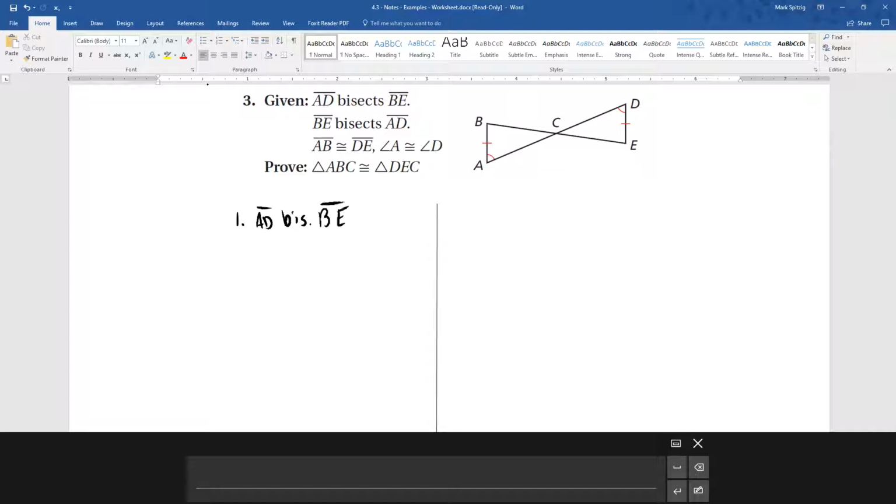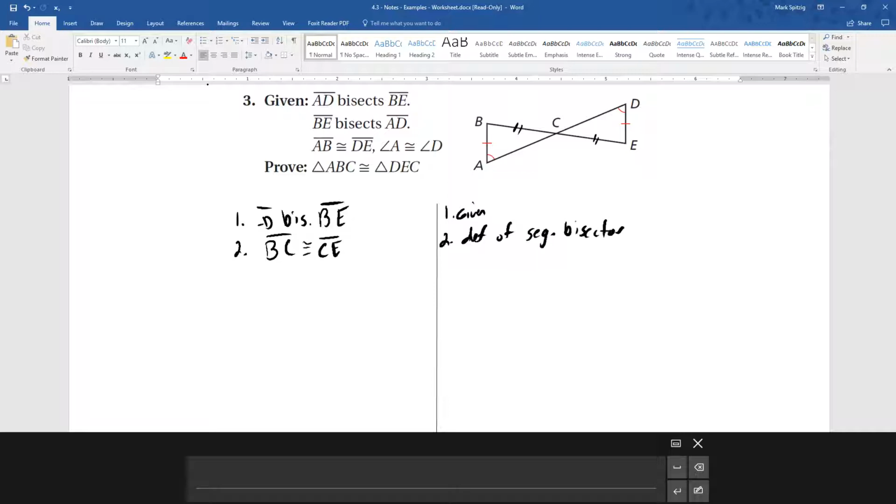So we know that if this line is bisecting this line, then BE is being cut in half. So BE is being cut in half by AD. So we can say that BC and CE are congruent. So that's my next step, right? Because of this first step, I can say that BC is congruent to CE. In other words, it cut BE in half. And of course, 1 was given, and I should have written that in there. And now we have 2. That's just the definition of, we'll call it, a segment bisector.